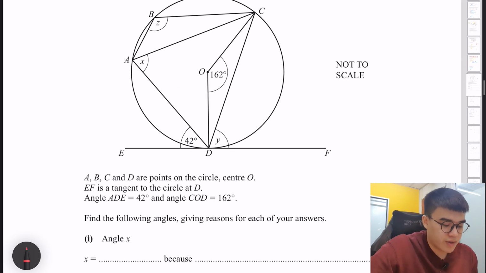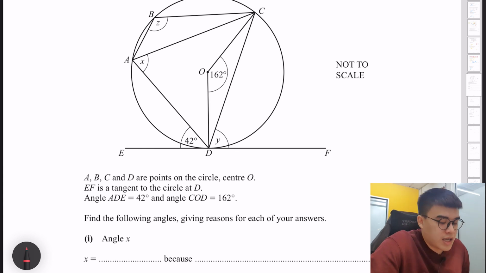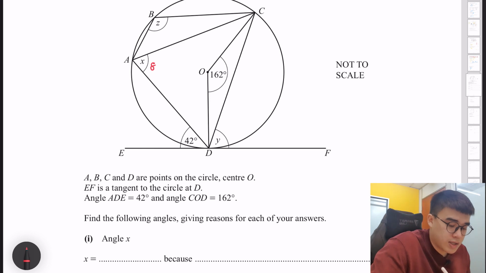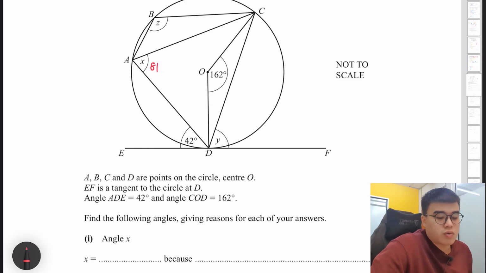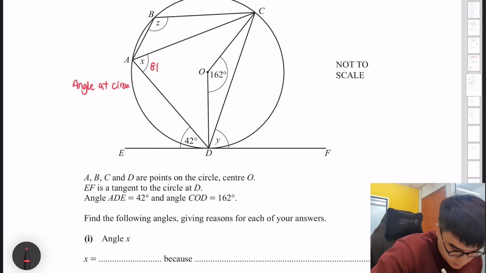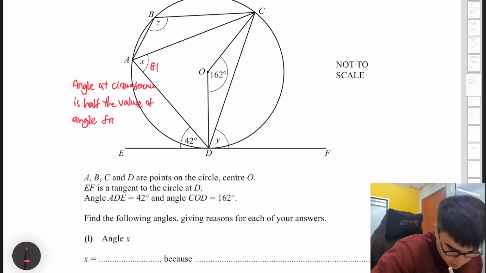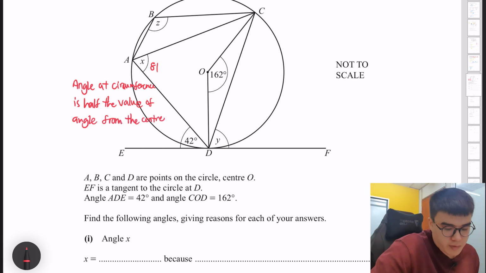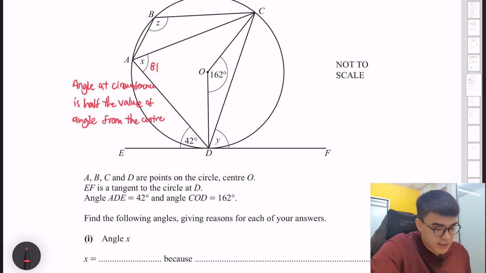So 5 number A. First things first, they're looking for x. X is actually 162 divided by 2, which is 81. So the reason for this is that, alright, this is for your x.